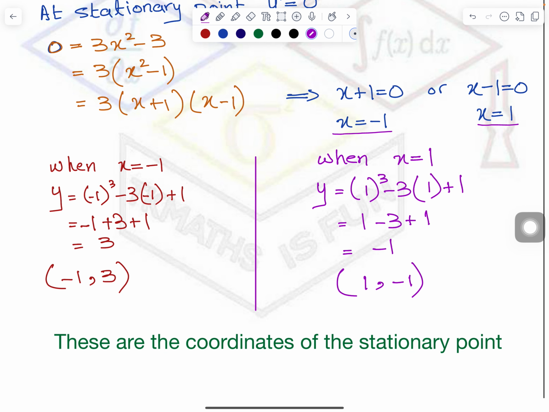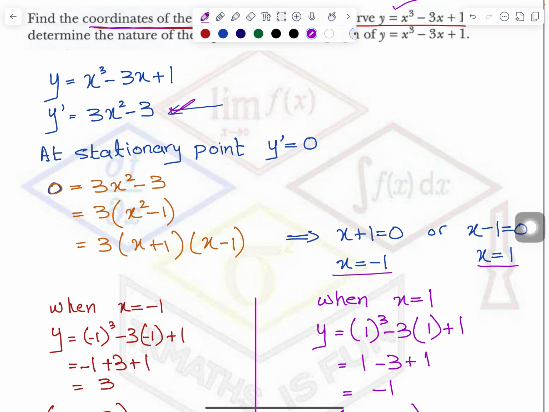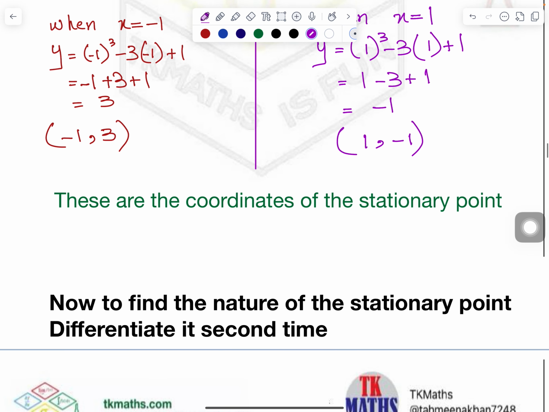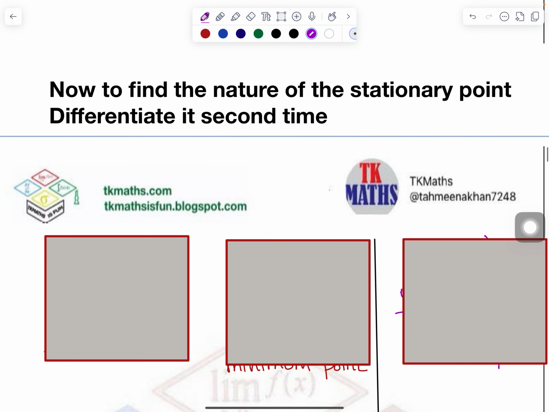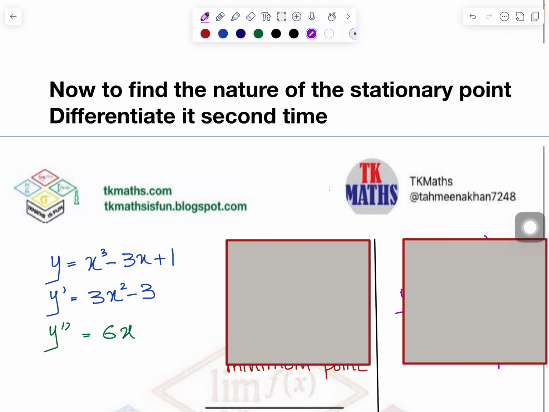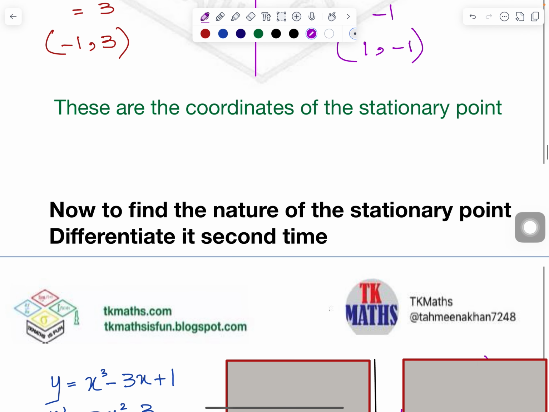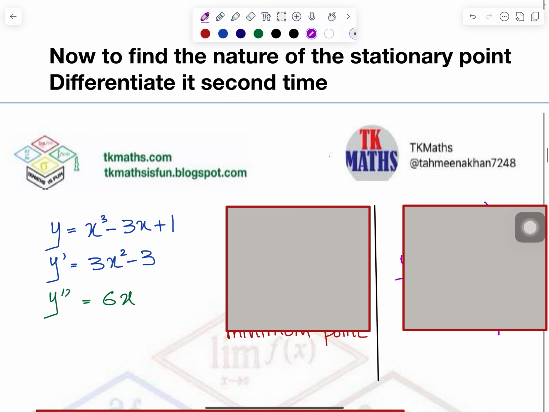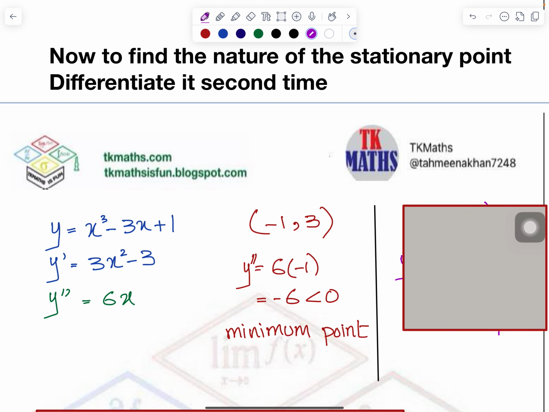So what will I do? Yes, you are right. This one I will differentiate again. This is the first derivative. So I will differentiate it again to find out the nature. Okay. So here I have differentiated it again. Now in this one I will substitute the x coordinate of these stationary points, because we have to find the nature at these stationary point. So answer is coming minus 6, which is negative. So it is minimum point.